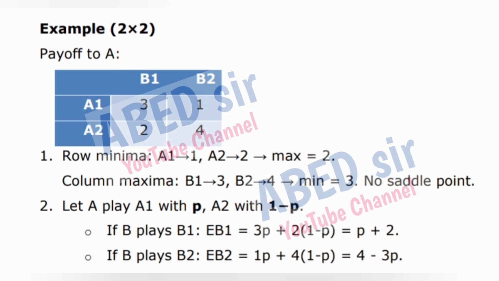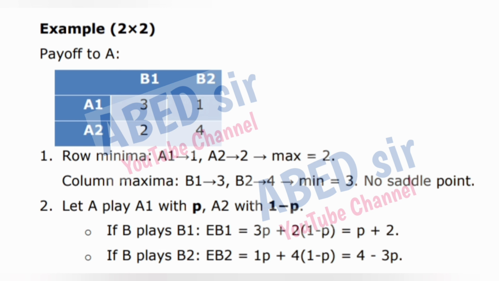Example, 2 times 2. Payoff to A. B1, B2. A1: 3, 1. A2: 2, 4. Row minima, A1: 1, A2: 2, max = 2. Column maxima, B1: 3, B2: 4, min = 3. No saddle point. 2. Let A play A1 with P, A2 with 1-P.